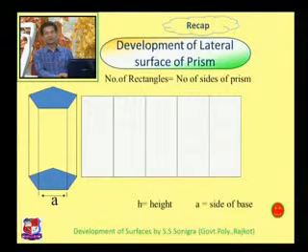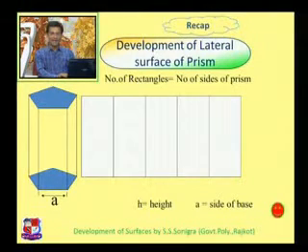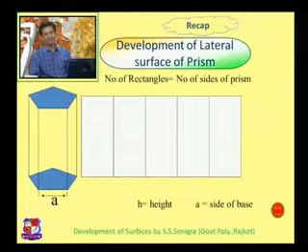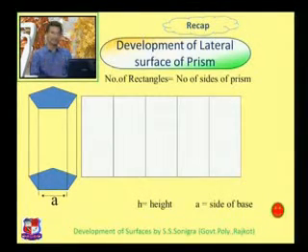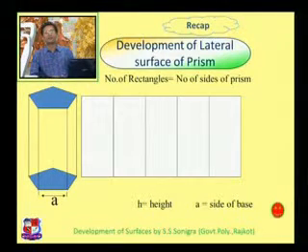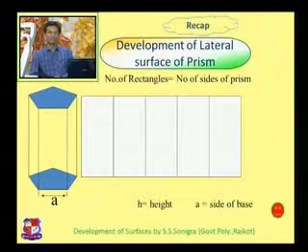If it is a pentagonal prism, 5 rectangles would be there. The height of each rectangle will be equal to the height of the prism, and the width of each rectangle will be equal to the side length A. So the total width of the rectangle would be equal to A plus A plus A plus A plus A, 5 times A, as it is the case of a pentagonal prism.